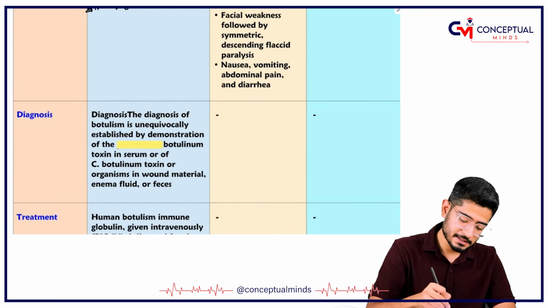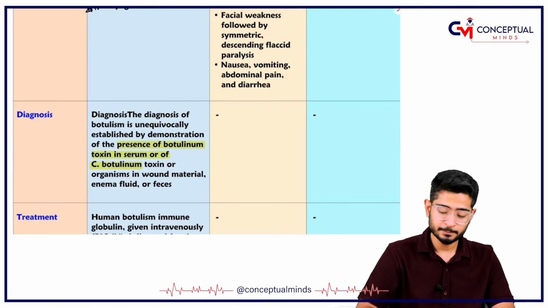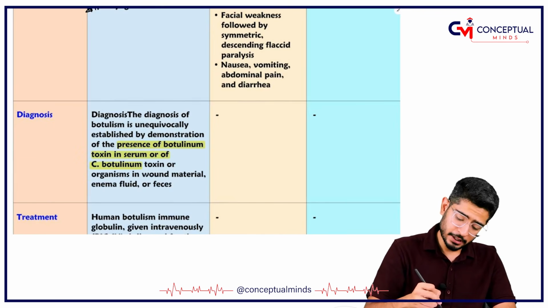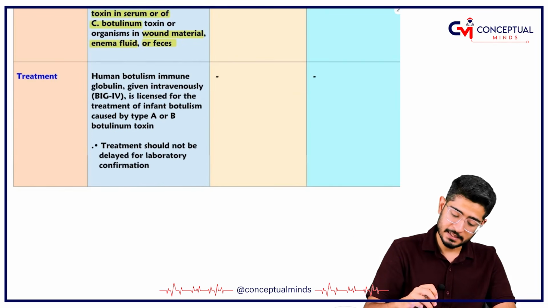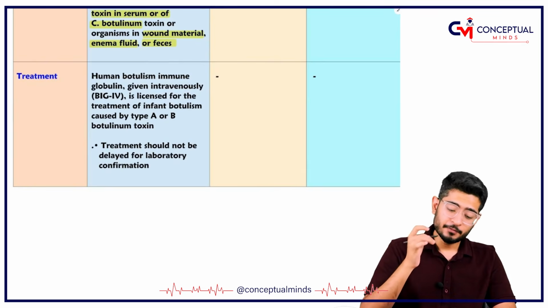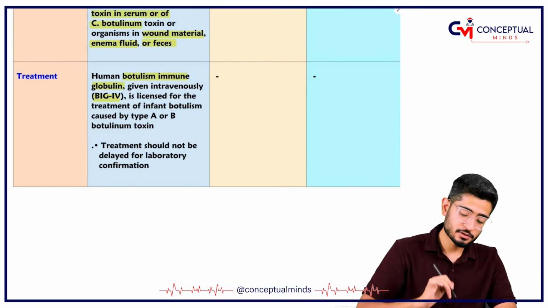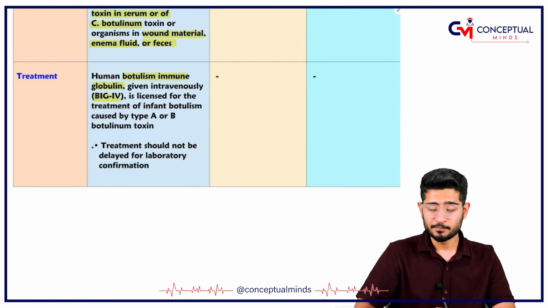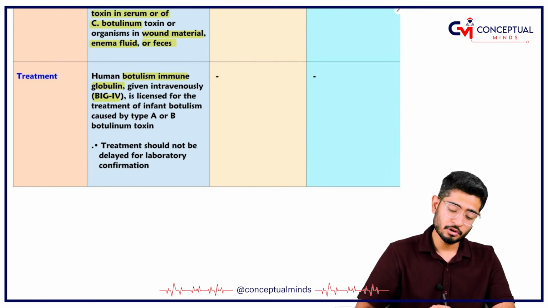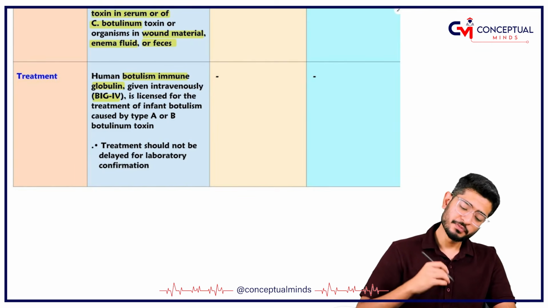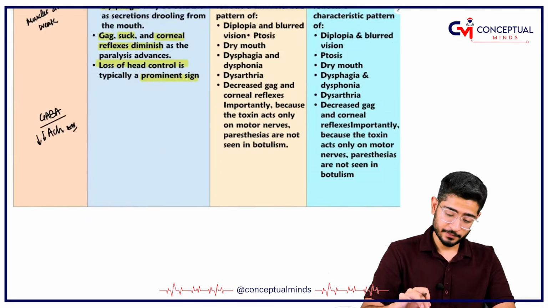Very simple: presence of botulinum toxin in the serum of Clostridium botulinum. It can be in the serum, in the wound material, in the enema fluid or feces, anywhere it can be there. And we give the BIG, botulinum immune globulins, which has to be injected intravenously. That is given for the treatment.